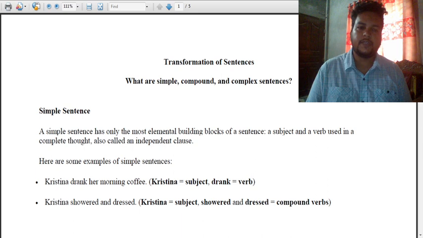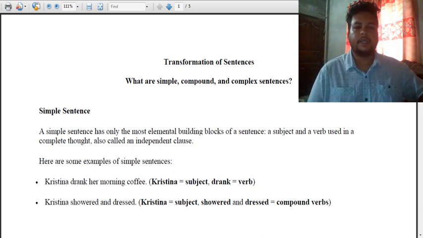So that is the definition of a simple sentence. Here we see some examples. The first one says, Christina drank her morning coffee. That's all. Christina, then the verb drank, then the object or extensions. And another one, Christina showered and dressed. Here there are two verbs. That also expresses a complete thought or meaning.